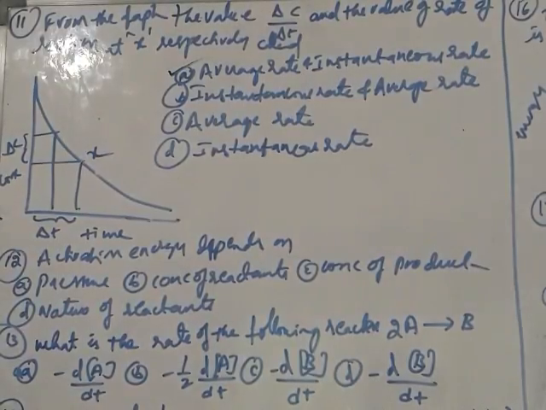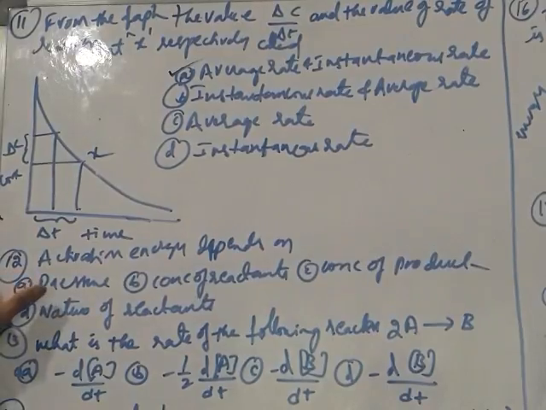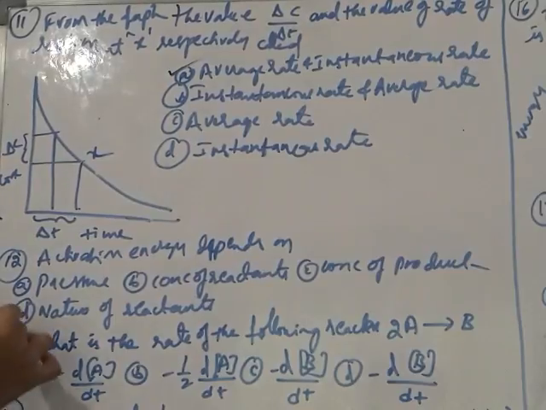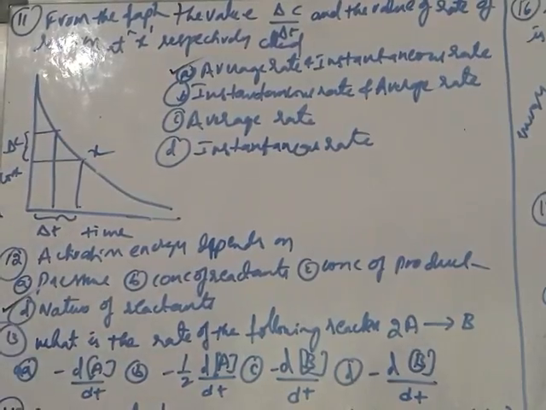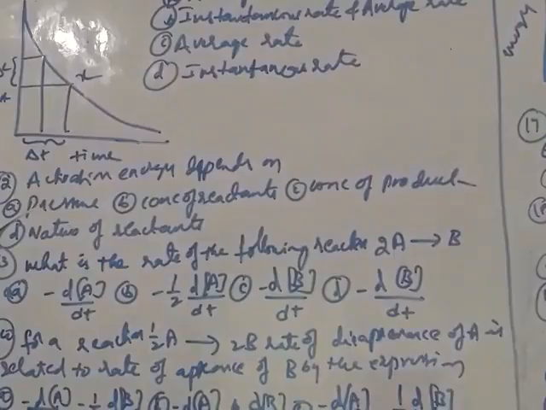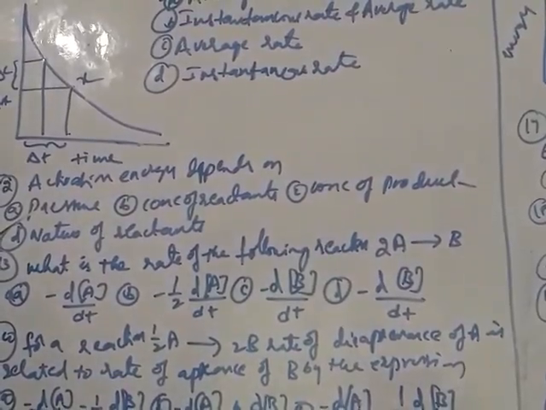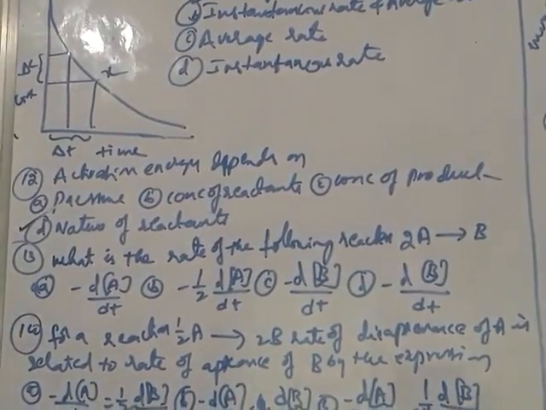So, four different factors are given here: pressure, concentration of reactants, concentration of products, and nature of reaction. So, generally activation energy is independent of pressure and concentration. Okay, it depends upon the nature of the reactants. Okay, option D. Next, what is the rate of the following reaction?